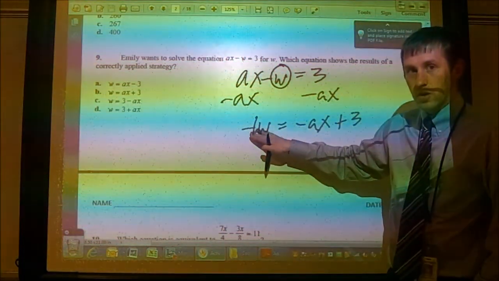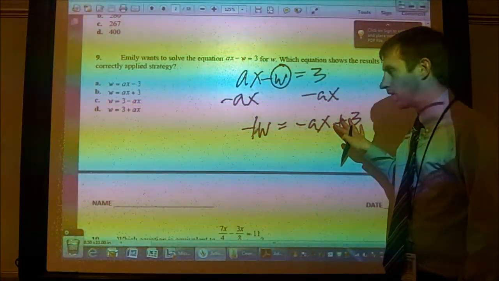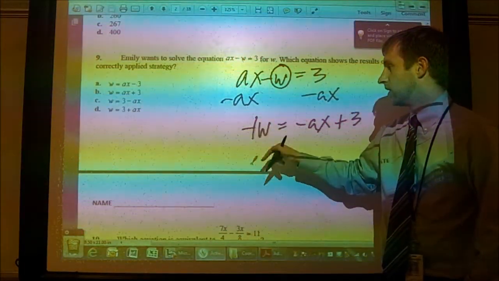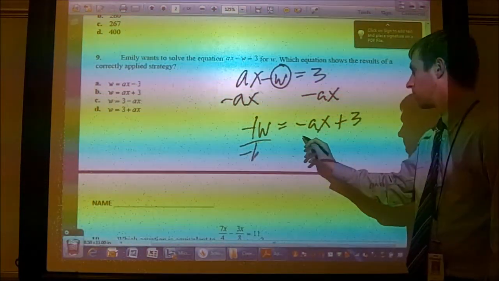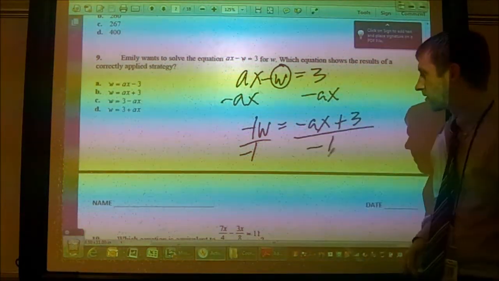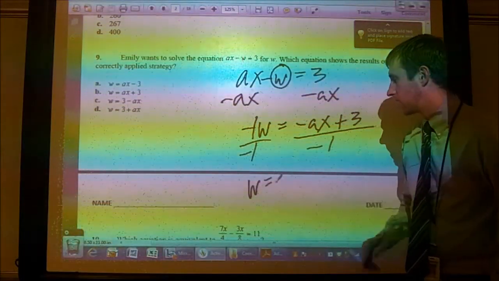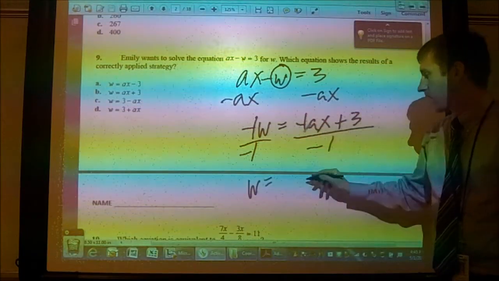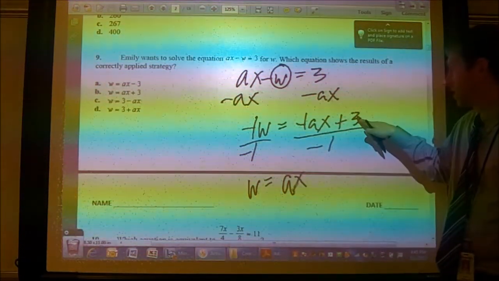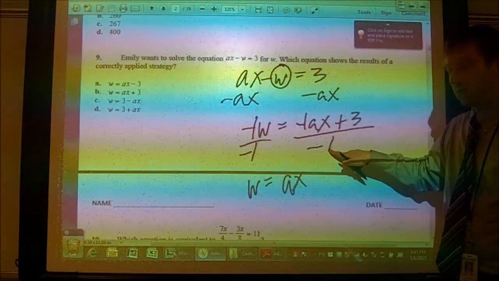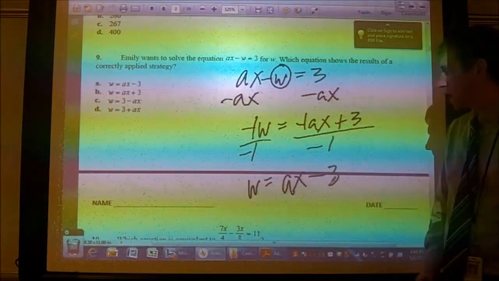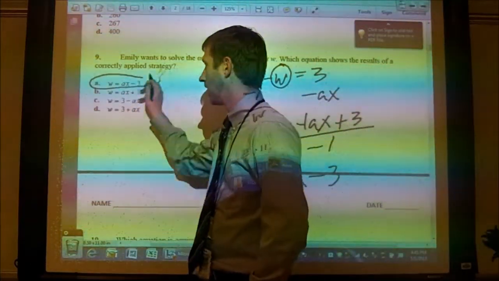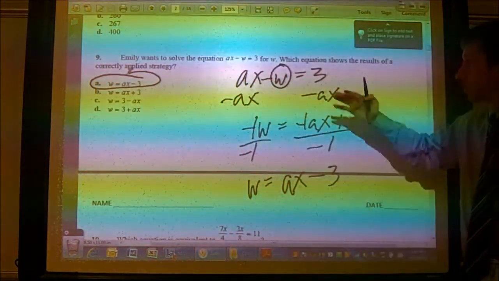And so there's two ways to think about it. You can multiply both sides by negative 1, or get rid of it by dividing by negative 1. And if I do it, I have to make sure to do it to everything. The idea here is that I'm basically going to switch the signs, right? So negative divided by negative becomes a positive, so I've got positive AX, positive 3 divided by negative 1 gives me a negative 3. So I've got W equals AX minus 3. My answer is A.